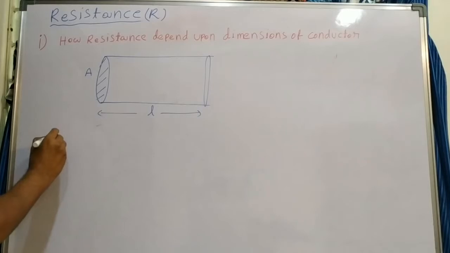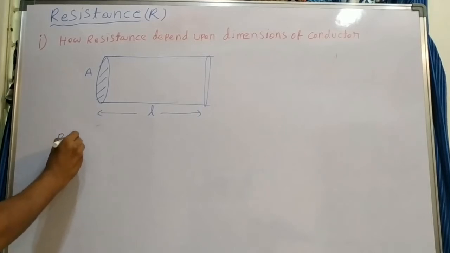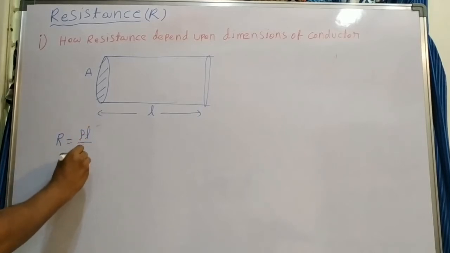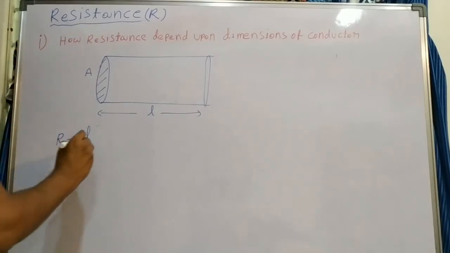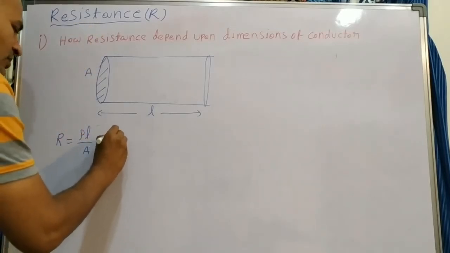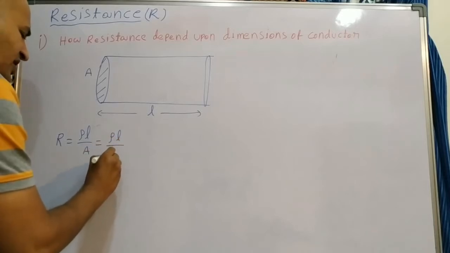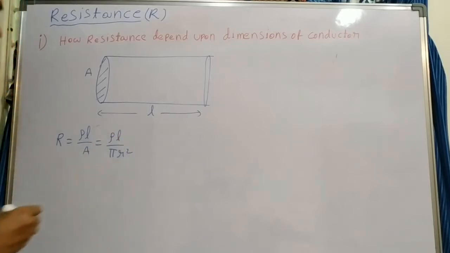The resistance formula we have is R equals rho L by A. Suppose this area is a circular cross section, then the area we can write as pi r squared, where r is the radius of the circular cross section. So from this, how does R depend upon length? Dimensions means length and area.